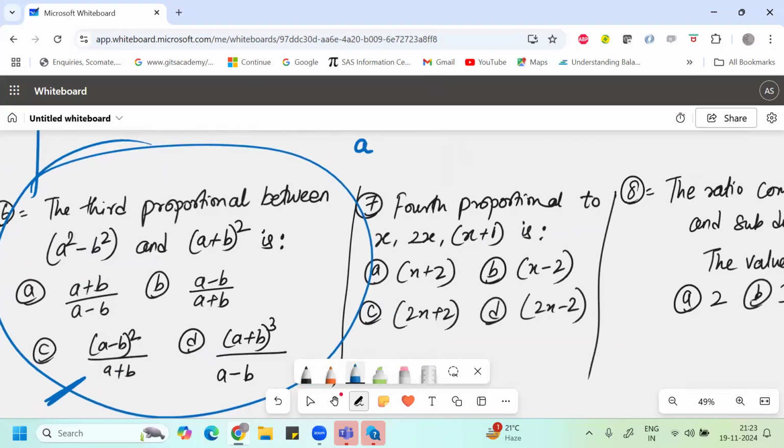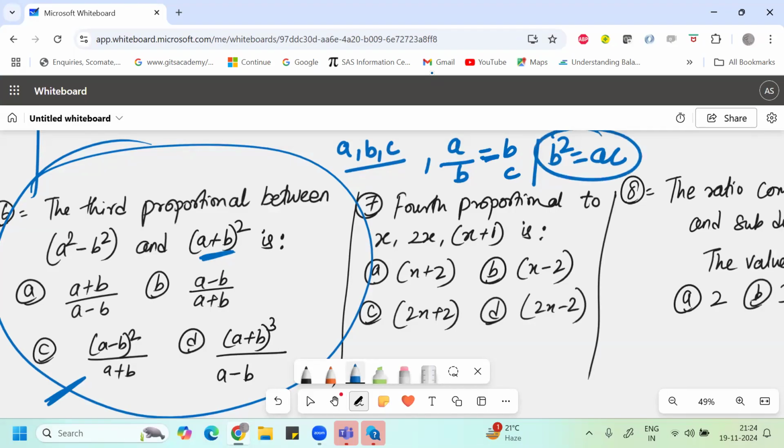Third proportion is like, if three terms are there, A, B, and C, if they are in proportion, it means A by B is equal to B by C. Here C is called the third proportion, and this middle one is the mean proportion. So here B square is equal to AC. So if they are asking you third proportion or mean proportion, they are using it in this manner. So here C is your third proportion.